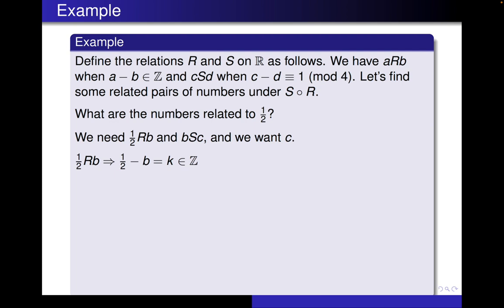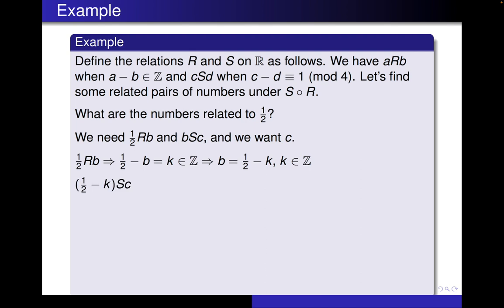I don't know what's going on with C, but that at least tells me what I have to have going on between 1/2 and B. So if I solve for B in this equation, which is going to be helpful down the line, I get B equals 1/2 minus K. We'll see how that's going to be useful later on. Now I'm going to look at the second one.